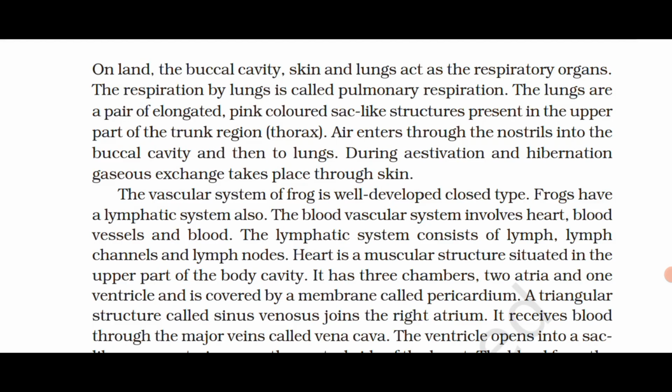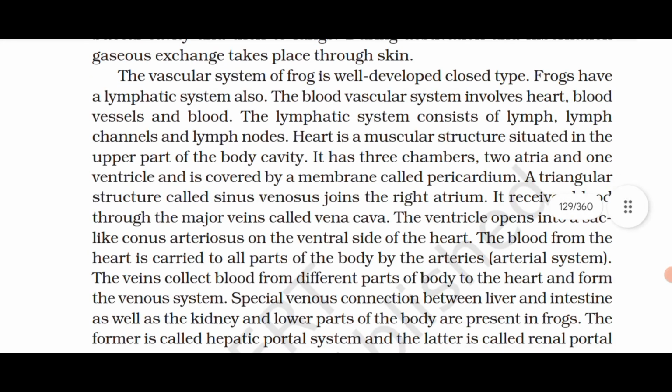The vascular system of a frog is well developed, closed type. Frogs have a lymphatic system also. The blood vascular system involves heart, blood vessels and blood. The lymphatic system consists of lymph channels and lymph nodes. Heart is a muscular structure situated in the upper part of the body cavity. It has three chambers, two atria and one ventricle, and is covered by a membrane called pericardium.